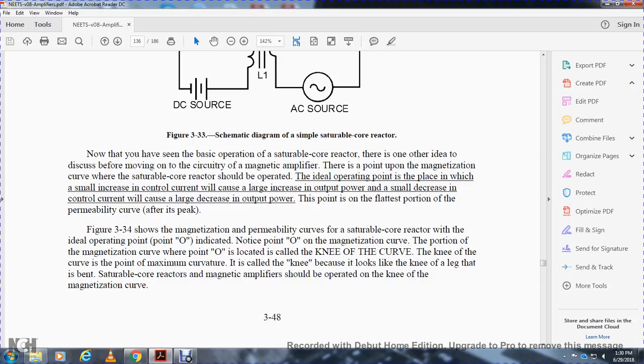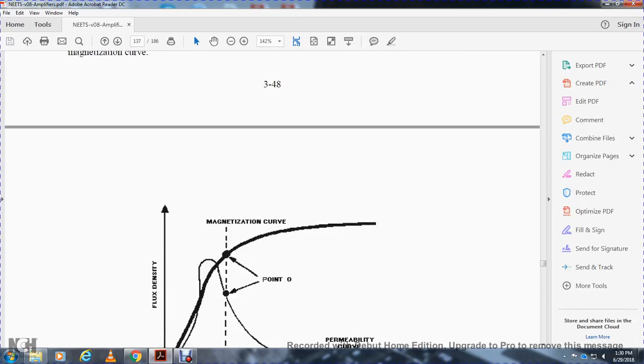Figure 334 shows the magnetism permeability curve of the saturatable core reactor with the ideal operation point O indicated. Point O is located within the knee of the curve. The knee of the curve is the point of maximum curvature. It is called the knee because it looks like the knee of a leg that is bent. A saturatable core reactor magnetic amplifier should be operated at the knee of the magnetism curve.